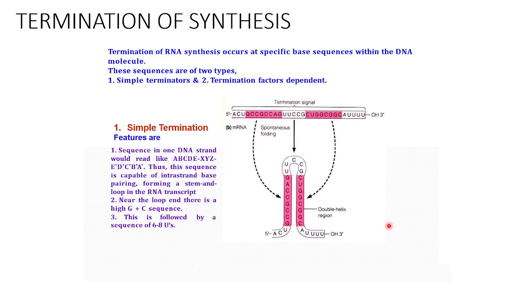So termination of the RNA synthesis occurs at specific base sequences within the DNA molecule. These sequences are of two types: simple terminators and termination factor dependent. So what is simple termination? The features are that the sequence in one DNA strand would read like ABCDXYZ, something like that. Thus the sequence is capable of intra-strand base pairing, forming a stem and loop in an RNA transcript. So you see over here, this strand recognizes this strand, but in a complementary way. So it will form a loop-like region, and it folds, and the process ends over there.